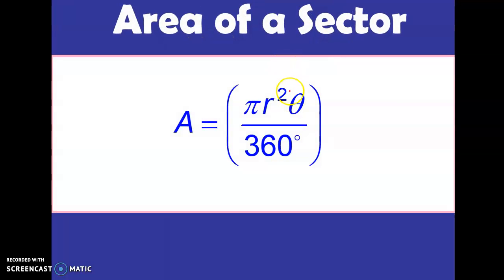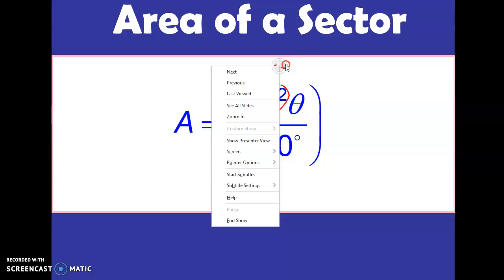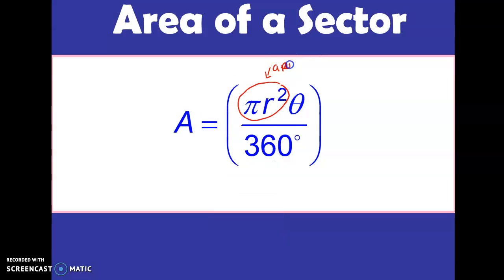Now this is our formula for the area of our sector. Just like when we were doing the length of an arc and we had our circumference formula, this is our area formula. Again, theta is that central angle. And then we're dividing by 360 because it is a proportional piece of the whole area of the circle.